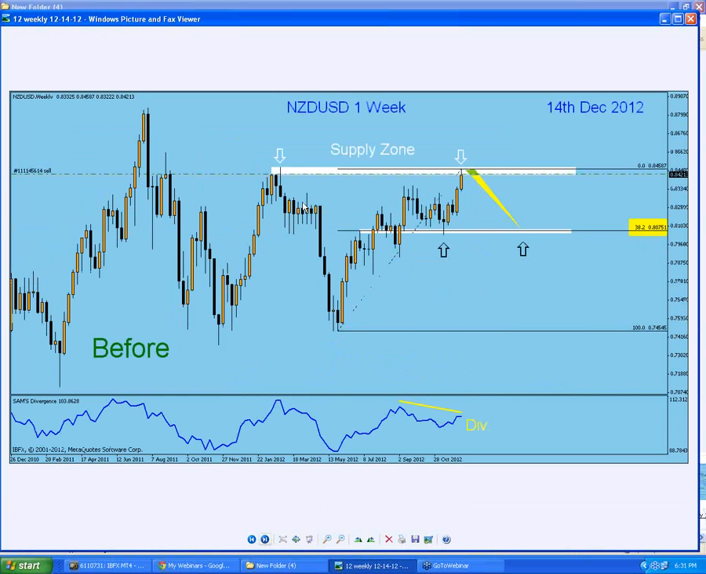We have Kiwi, New Zealand dollar, USD. Nice supply zone here. You can see that big bearish candle, and after that price dropped, and then we went up and touched that area again. So my bias was, if Aussie is supposed to go down, then this will go down. That's why I have a target around here, 38% of this advance from the bottom to the top.